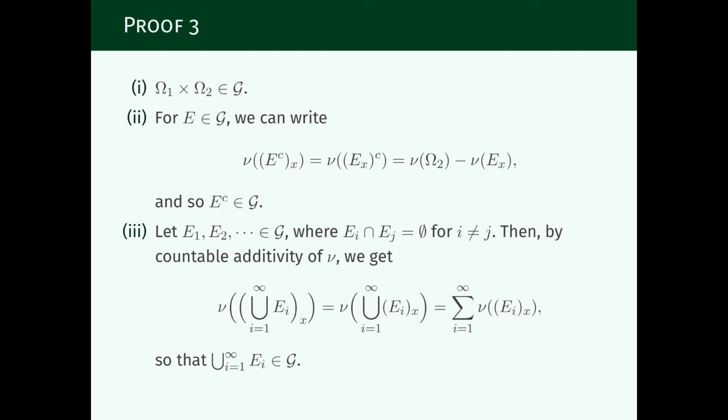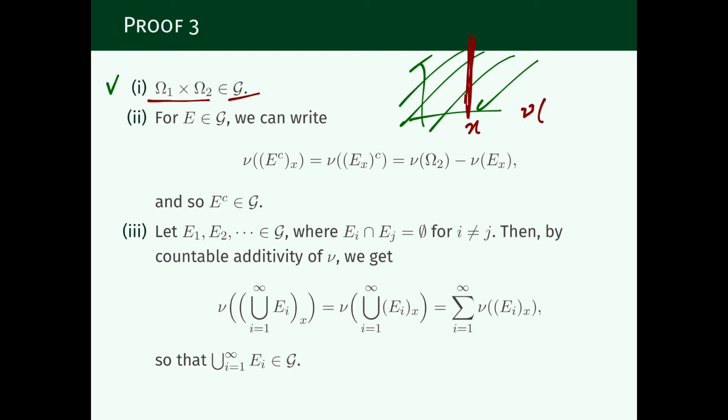For a lambda system we have to check three things. First, that the entire space is in the family, which is trivial: if the set we're taking is everything, then for any value of x we take the whole space. So the function we get is constant. This function nu of Ex is constant in x. So yes, it is measurable.